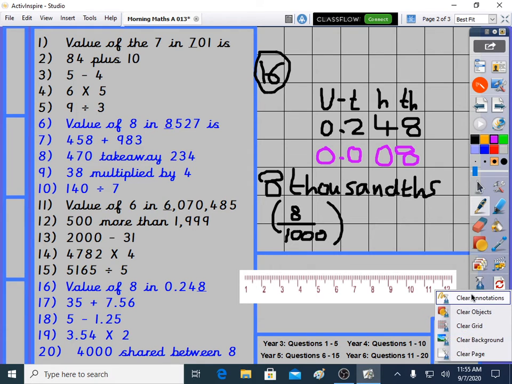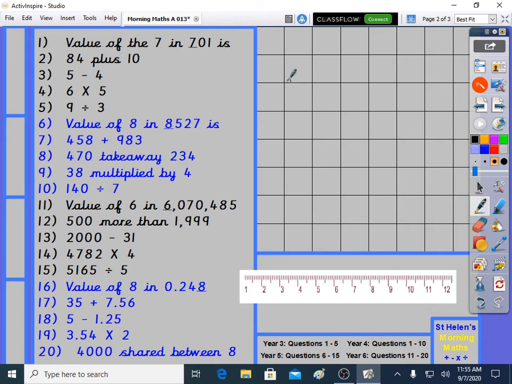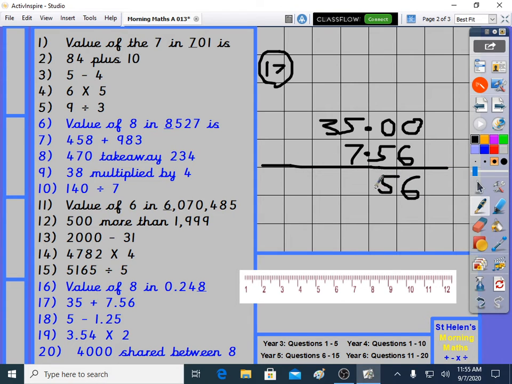Now number 17. A lot like number 17 yesterday. If you got to number 17 yesterday, 35 plus 7 and a bit. 35 has no decimal, so I'm going to place a decimal at the end. If there's no decimal, where does it go? At the end. Then you can line up the 7.56 nicely. And it's going to be 42.56. 42.56. And we're on question 18.